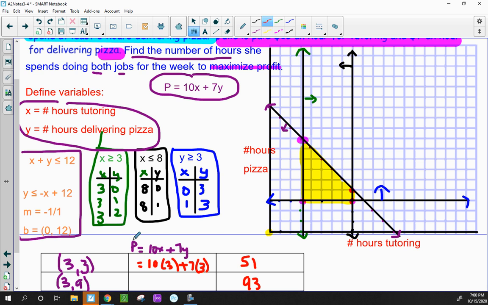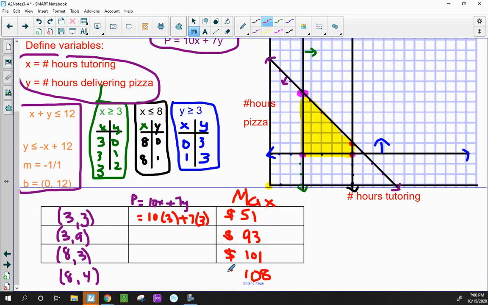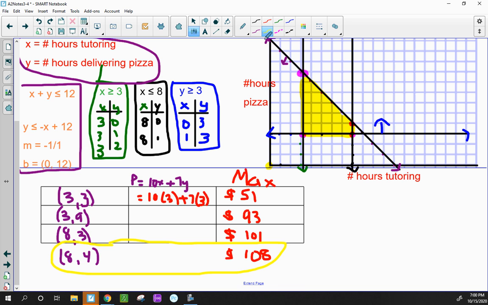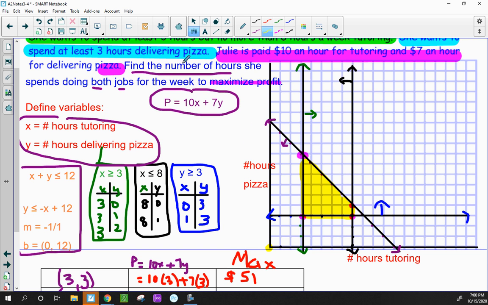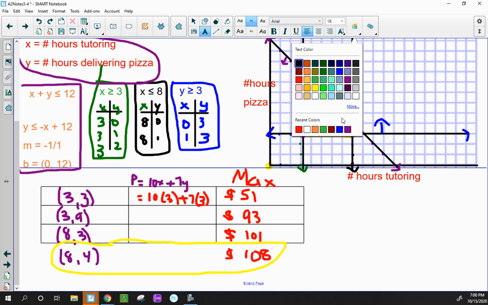Alright, so if this stands for profit, and the question asks us to find the max, not the min, then these are dollar amounts. Like if she works 3 hours tutoring and 3 hours delivering pizza, she's going to make $51. And so basically you can scroll down and notice that the best option for her is this one. This one's going to give her the most amount of money. And so lastly, to answer the question again, find the number of hours she spends doing both jobs for the week to maximize profit. The last thing you need to do is just make a general statement.